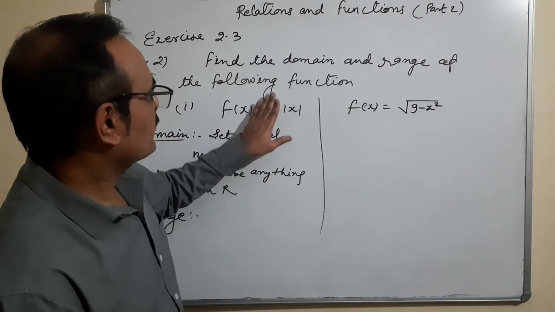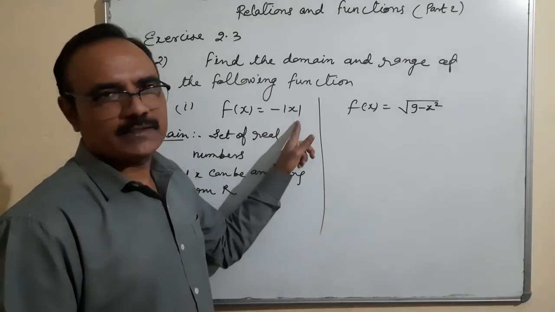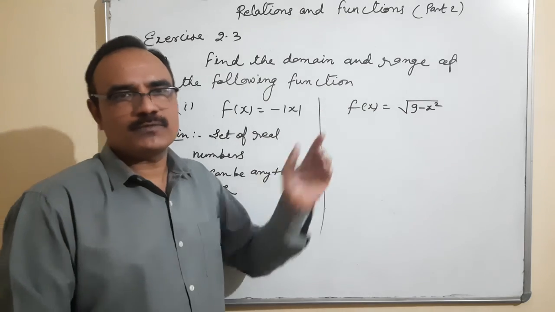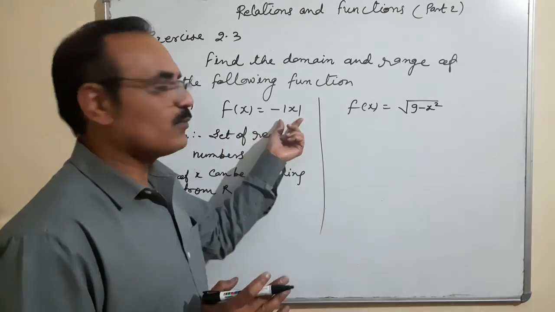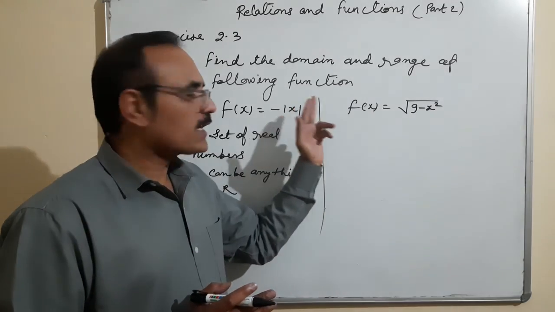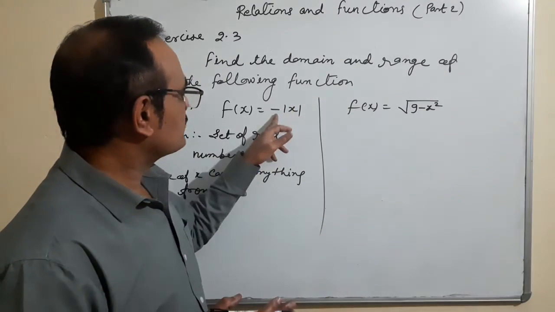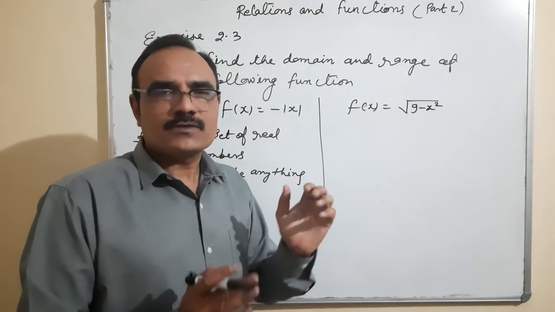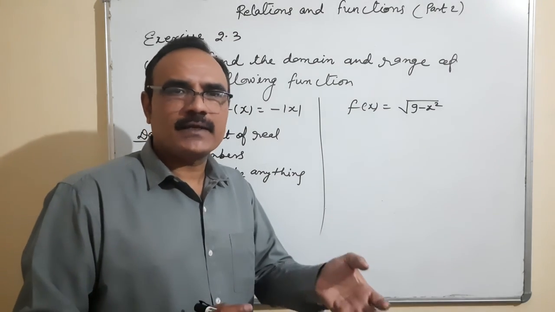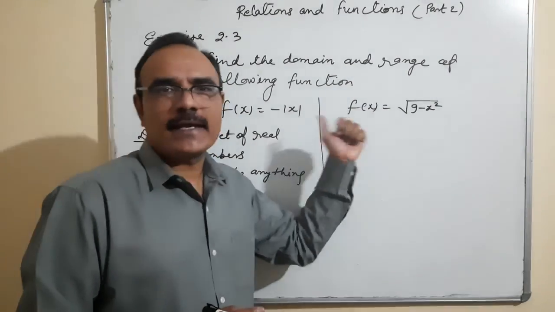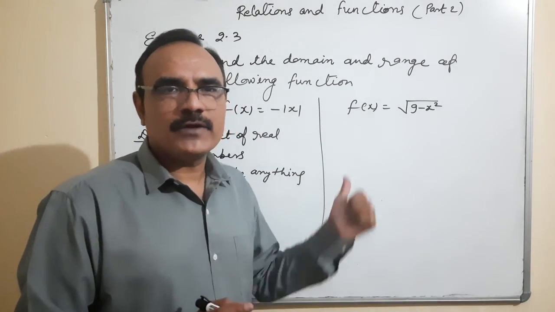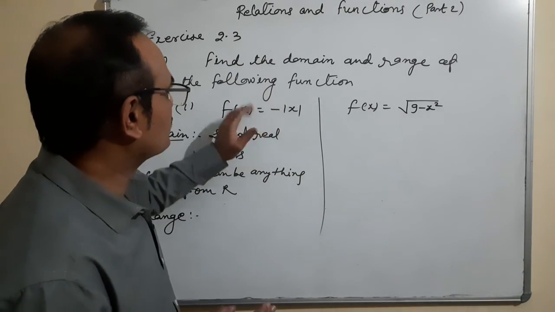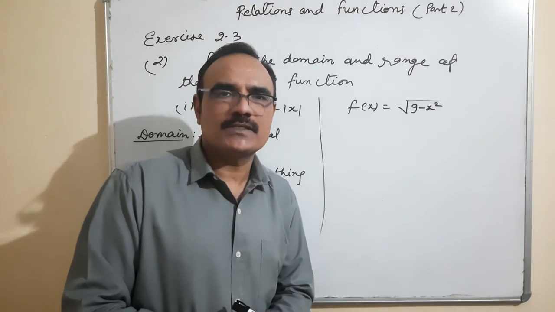Forget the minus sign for now. What is the value of mod x? Whatever you put here, positive or negative, you always get a positive value from mod x. But because this minus sign is here, these positive values will become negative. So the final output will be negative only. Do we have any positive value in it? No, because we get all positive values, but when we multiply by minus, minus multiplied by plus is always minus.